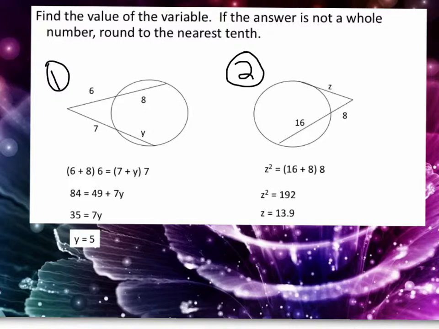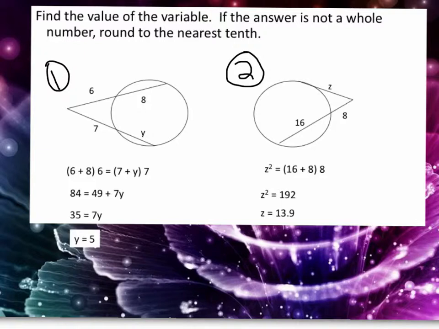So this is the second part of the theorem, which means that we would add these two together and multiply it by the outside. And then we would set that equal to adding these two together and then multiplying it by the outside of 7. Distribute the 7, and then you add and multiply by 6. Then you solve for y, and y would give 5.